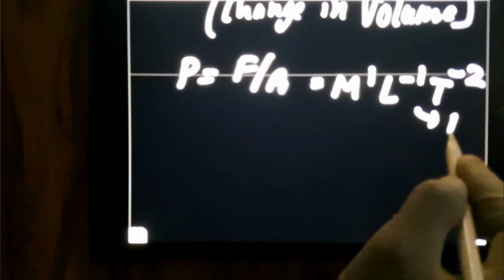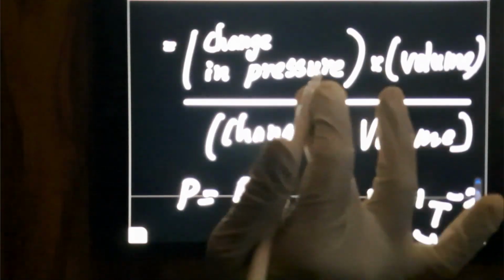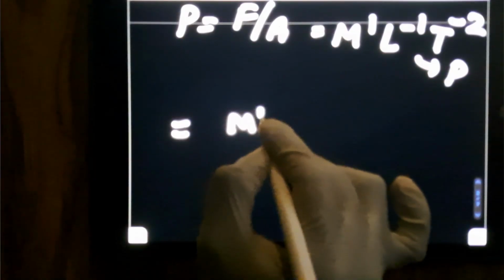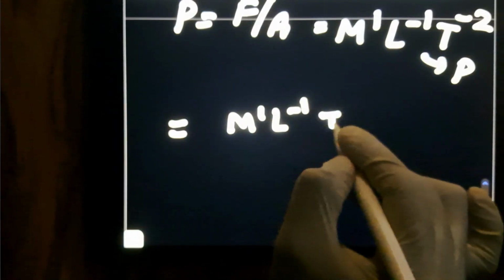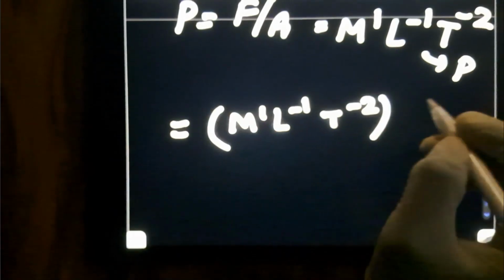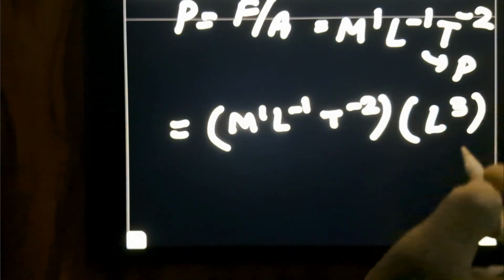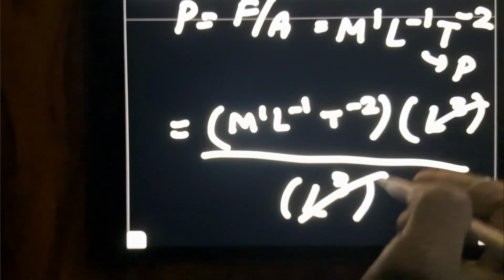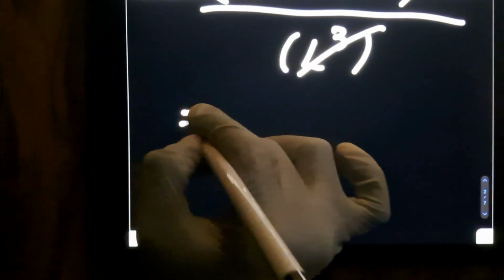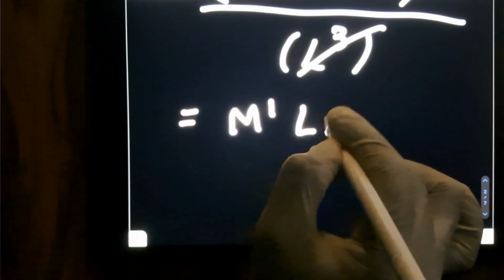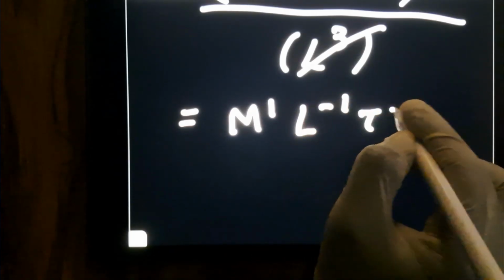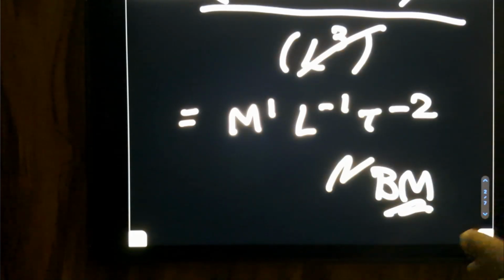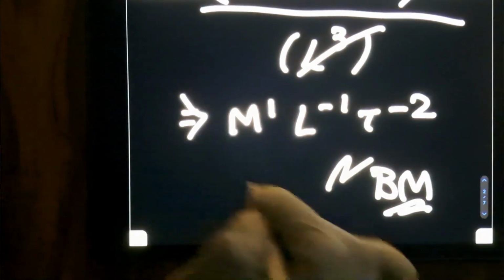So, the pressure dimensional formula M power 1 L power minus 1 T power minus 2, into volume, which is L cube. Same, change in volume is also L cube. On cancellation of length dimensions, we get M power 1 L power minus 1 T power minus 2, same as pressure. Bulk modulus and pressure have the same dimensional formula.